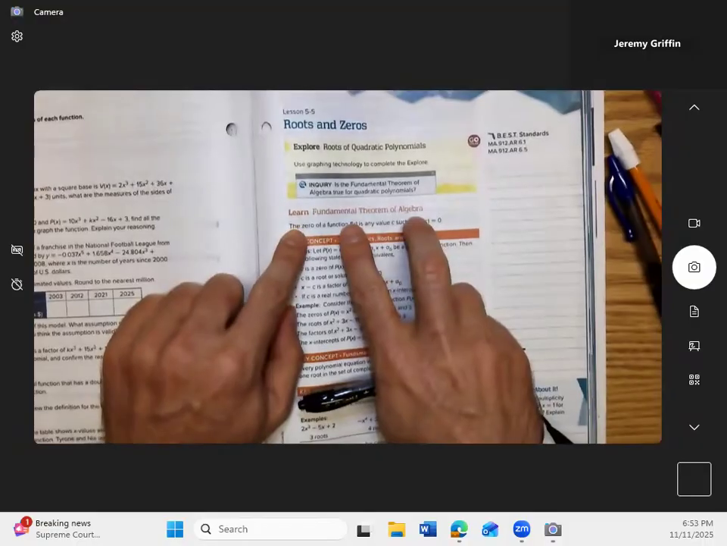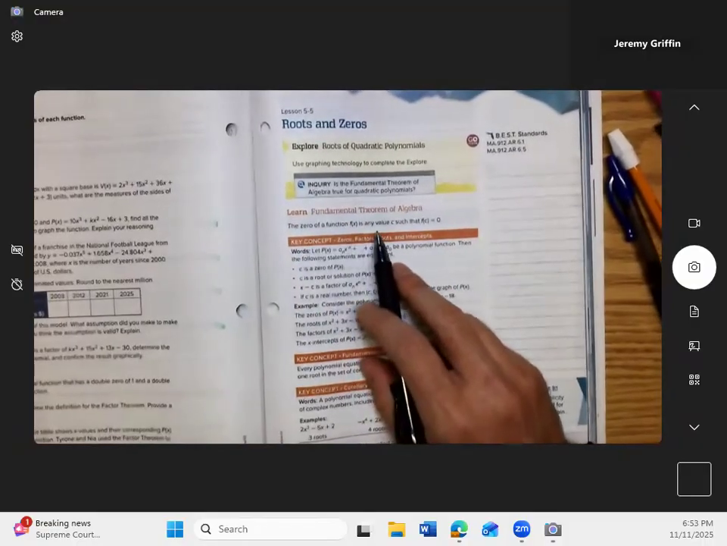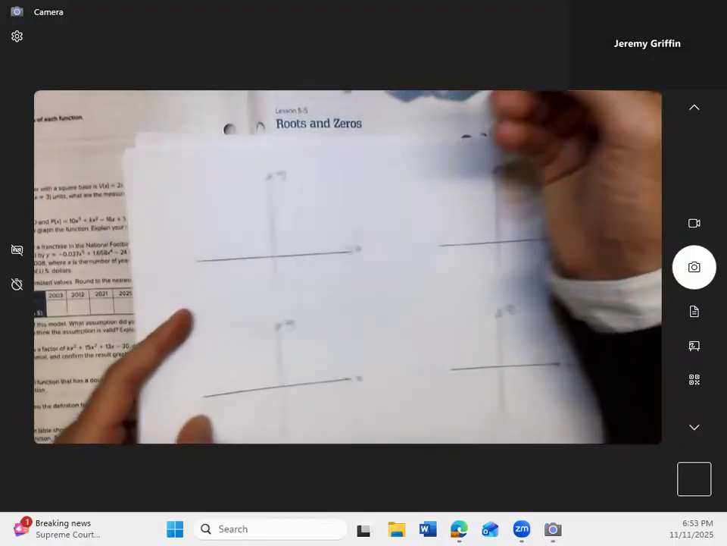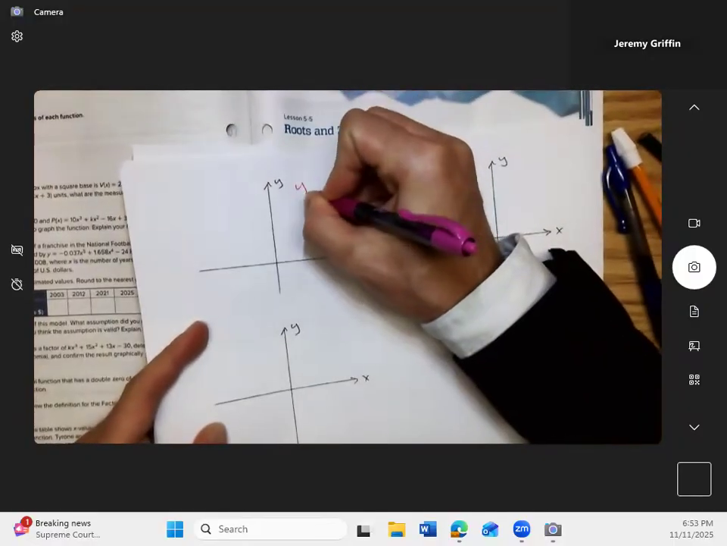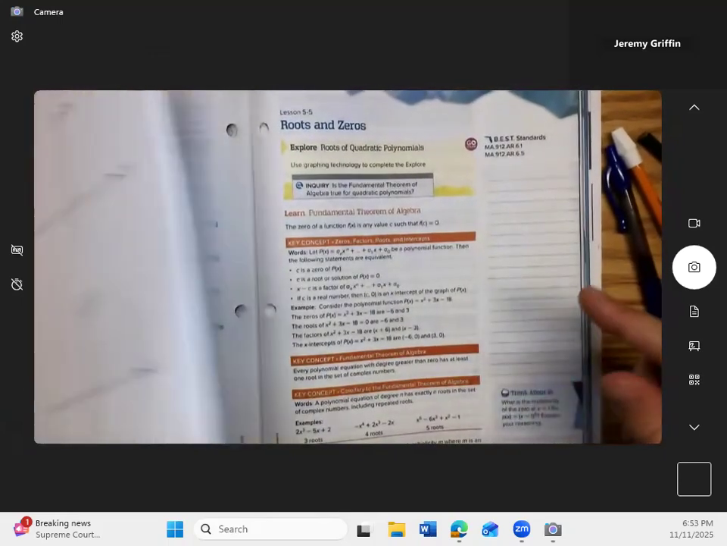The fundamental theorem of algebra says that the zero of a function f of x is any value c such that f of c is equal to zero. I've got some axes to make some examples here. What if you had y is equal to x to the power of 5? I'll use that as an example.